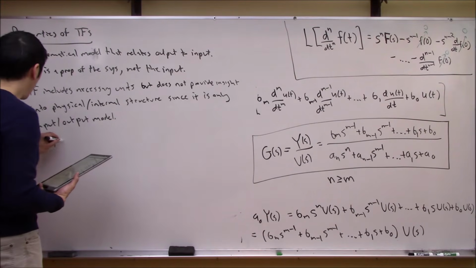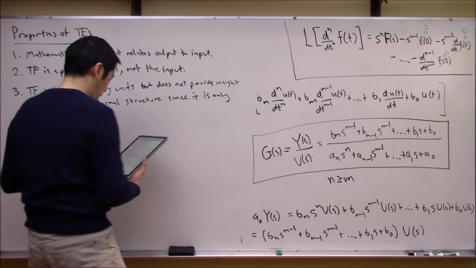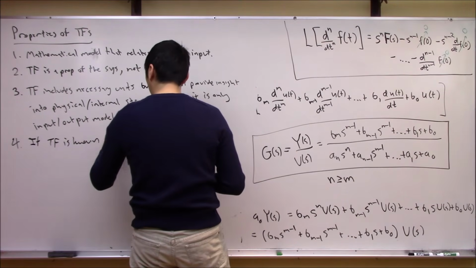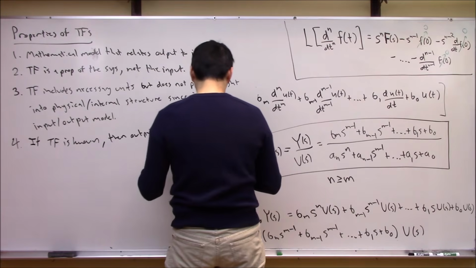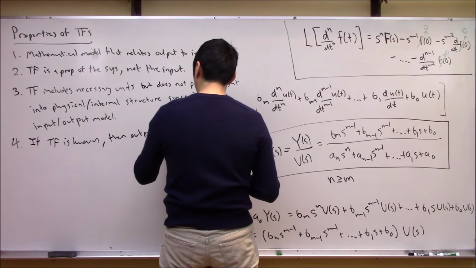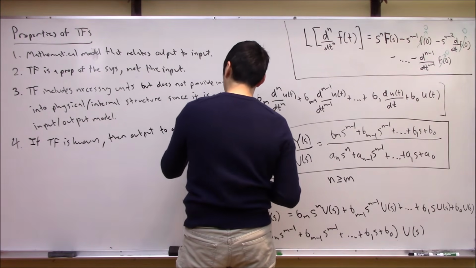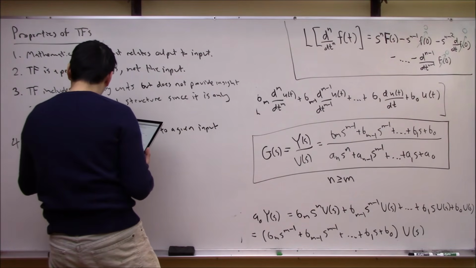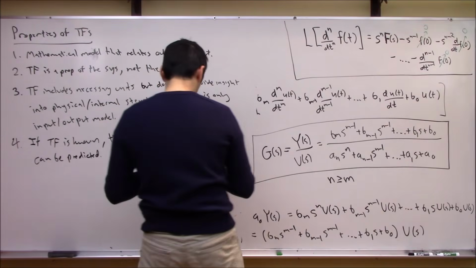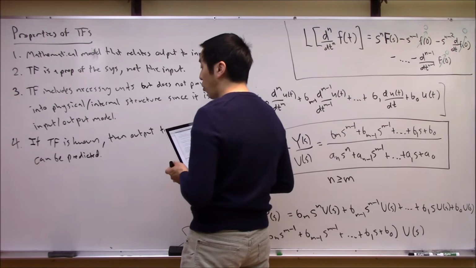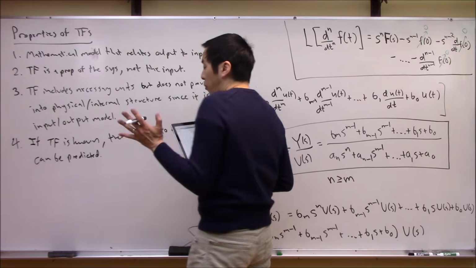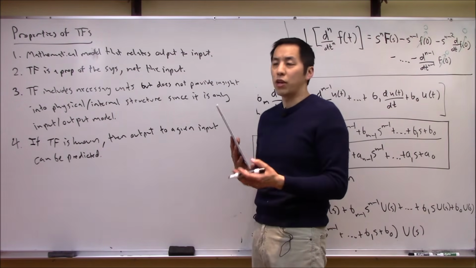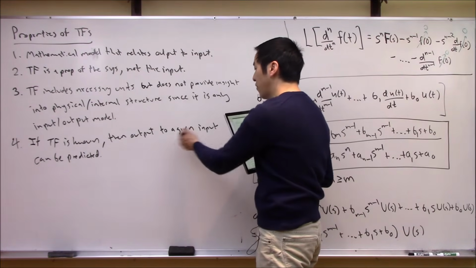Probably the most important thing about a transfer function is that if the transfer function is known, then the output for a given input can be predicted, right? That's probably the most important one here, because we're going to use this a lot. That's the whole point. That's why people love transfer functions, because it's basically a very simple model that we can use to predict output to any given inputs.